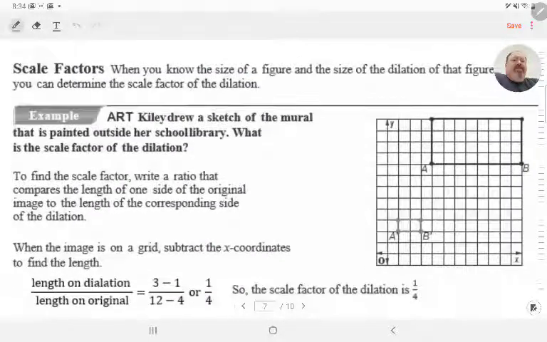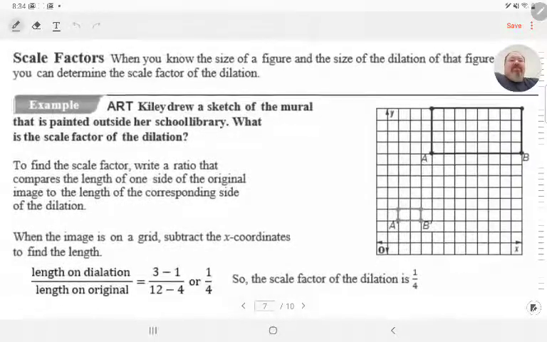So let's take a look at this one. So this says when you know the size of a figure and the size of the dilation of that figure, you can determine the scale factor of the dilation. So now we're going backwards. We know 2 figures. We are now going to look for the scale factor. This one says, Kylie drew a sketch of a mural that is painted outside her school library. What is the scale factor of the dilation? So to find the scale factor, we can write a ratio that compares the length of one side of the original image to the length of a corresponding side of the dilation.